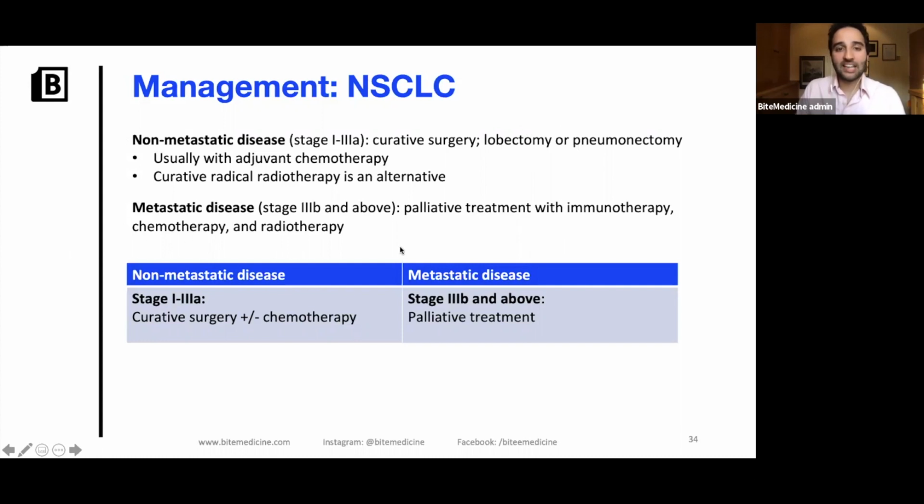And then finally, metastatic disease, so stage 3B and above, palliative with a combination of these various things: chemotherapy, radiotherapy, immunotherapy. And this table basically summarizes that. So non-metastatic, operate with or without chemo. Metastatic, you're thinking palliative, unfortunately. So it can be very complicated how you manage lung cancer, but this is a nice, simple summary with all you really need to know for examination purposes.